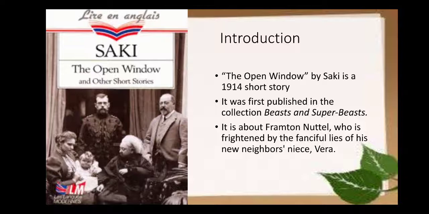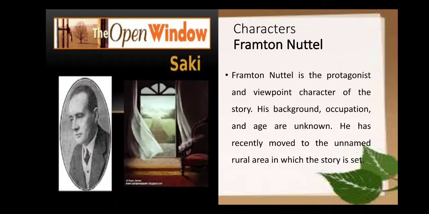So, as we know, The Open Window by Saki is a 1914 short story which was published in the collection Beasts and Super Beasts. And the protagonist of the story is this gentleman, Framton Nuttel, who is actually frightened and scared by the fanciful lies of his new neighbor's niece, Vera. So let's have a look at the important characters.